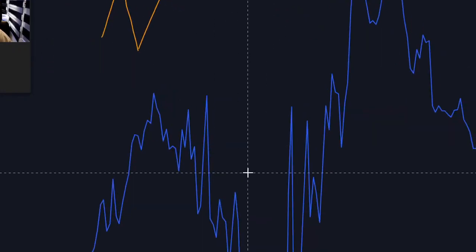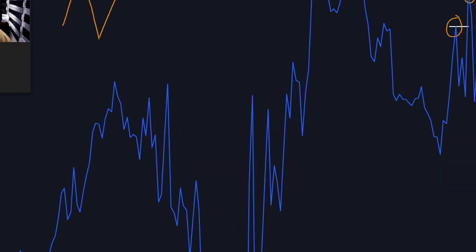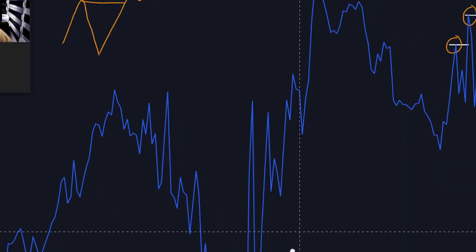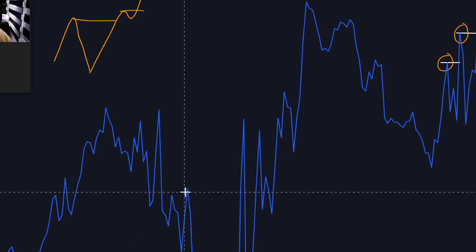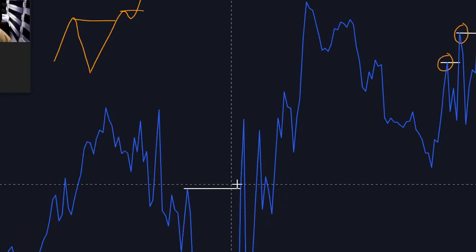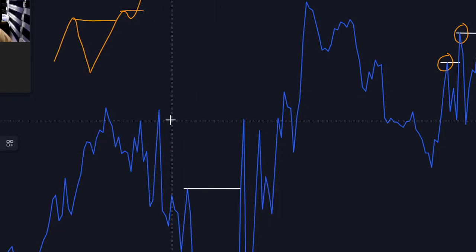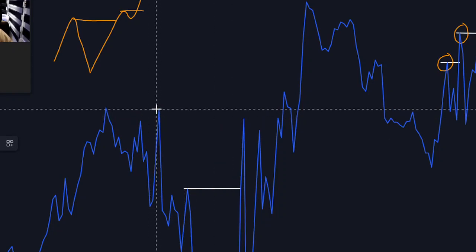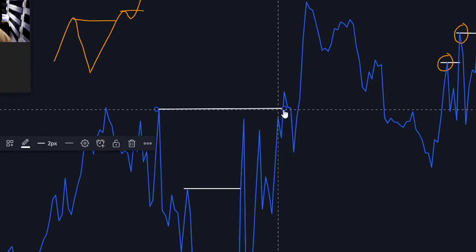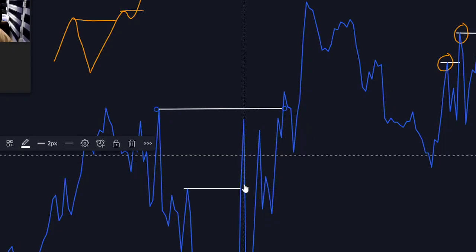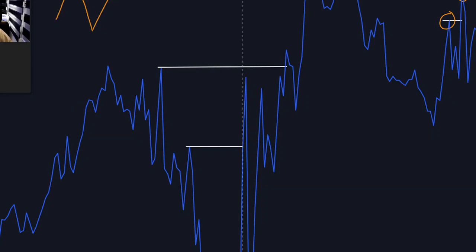So let's look at this. It broke this high. This high was not broken. This high was broken here. It came up, broke this high, came down, went up, did not break this high, came down again, went up, came down, went up, broke this high, came down, went up, broke this high.